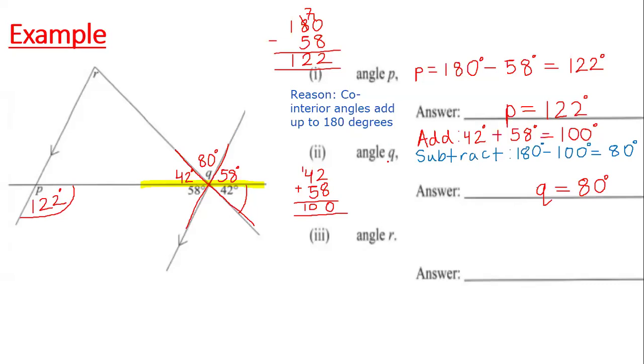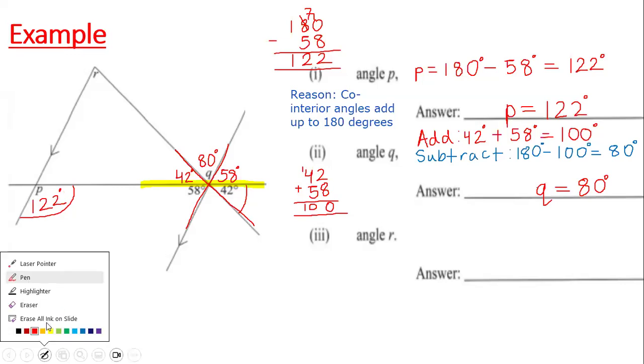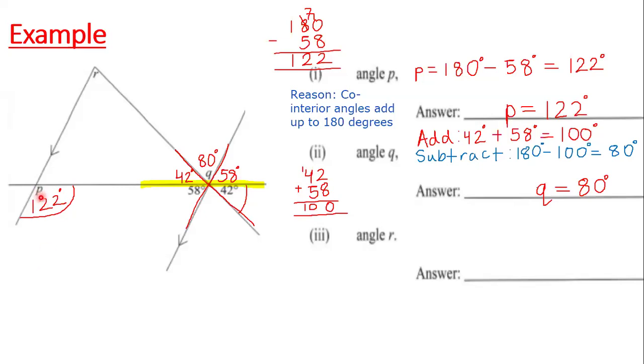This is a long way, but where that missing angle is would technically be alternate to P. So P and the blank space would be equal, 122. So then you'd add 122 plus 42. No.